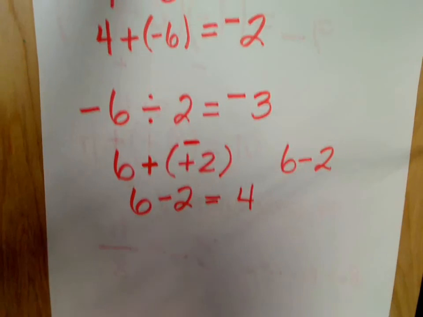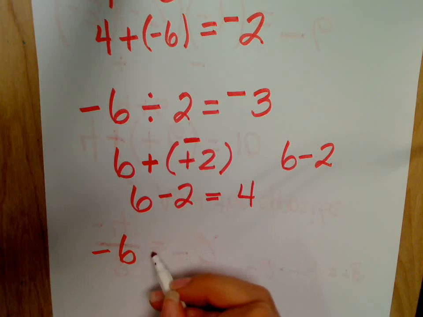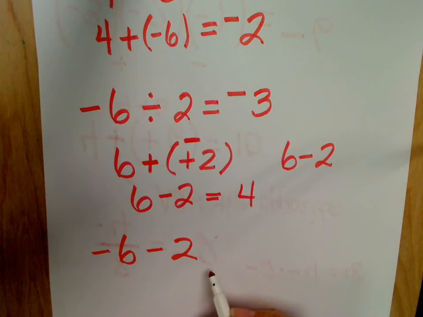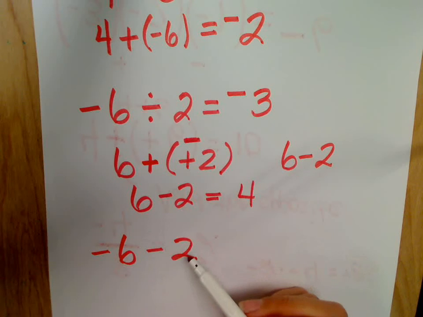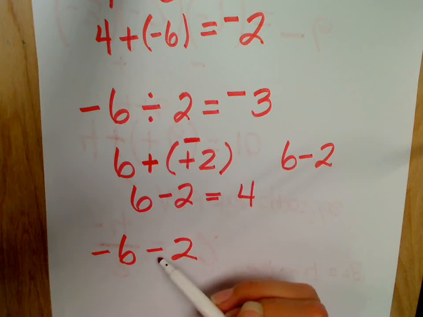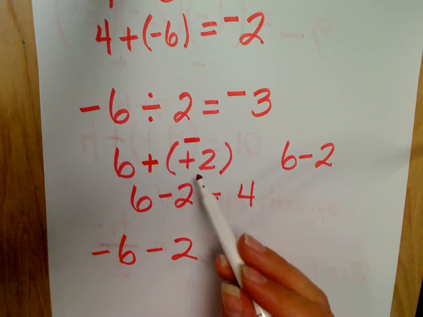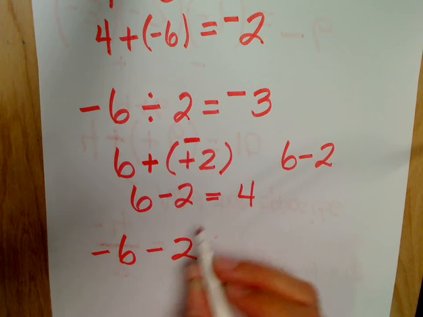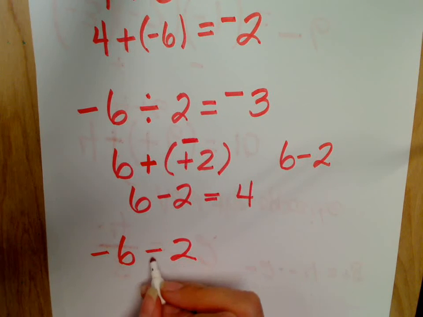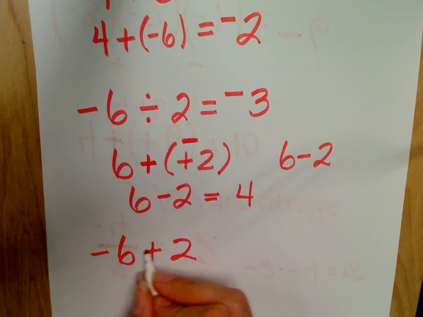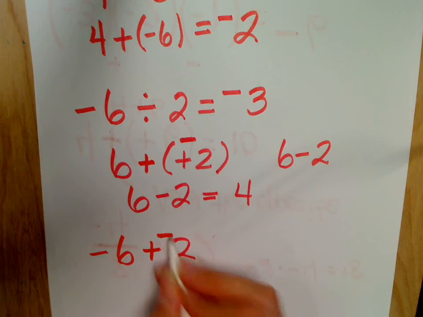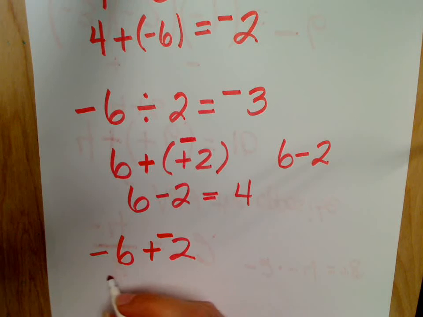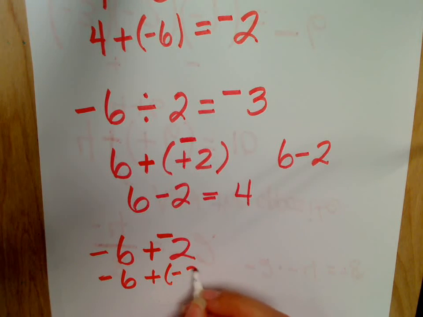And the last one, -6 minus 2. It's a different problem from what I had up here, but it's using the same numbers, and it's still a subtraction problem. So just like up here, I have to add the opposite. This becomes addition, and then the opposite of a positive 2 is a -2. So to rewrite it, this says -6 plus -2.